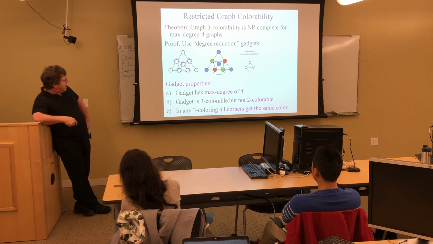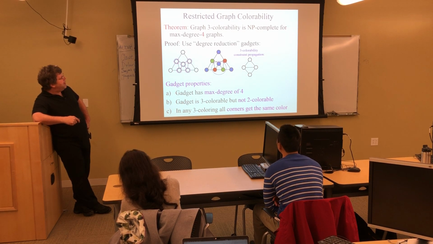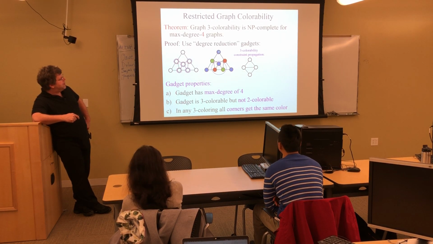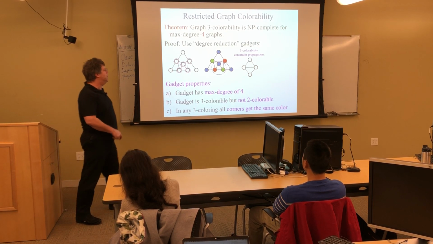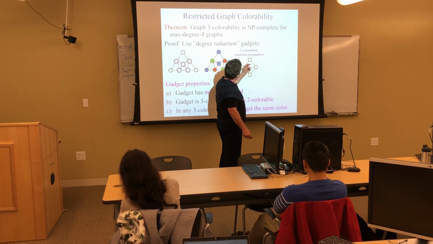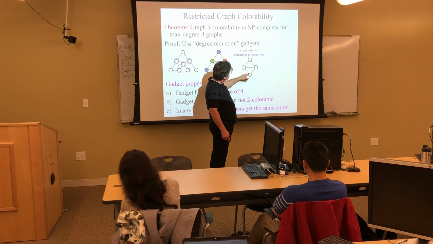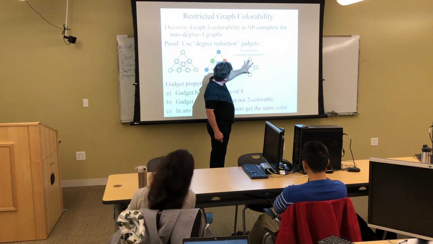Here's the property that's a little less obvious. Any 3 coloring of this gadget leaves all 3 corner nodes, this one, and this one, all getting the same color in any valid 3 coloring of this entire gadget. Let's prove that separately. That's an important property, as you'll see in a minute. If you have this piece of graph here, and I'm 3 coloring it, this node and this node must get the same color. These two opposite ends of the diamond here must get the same color.